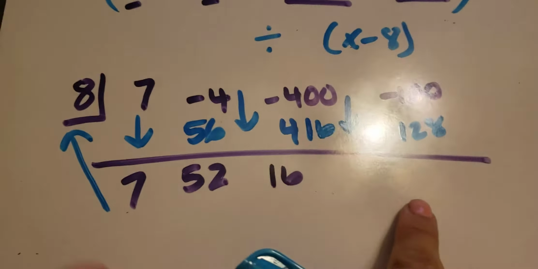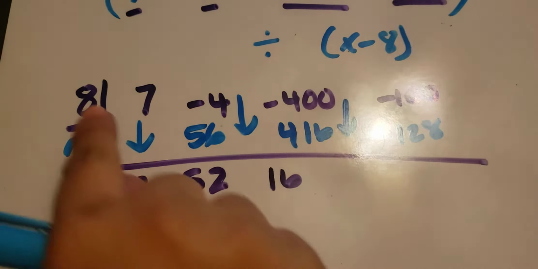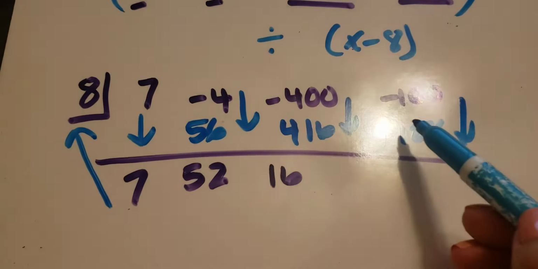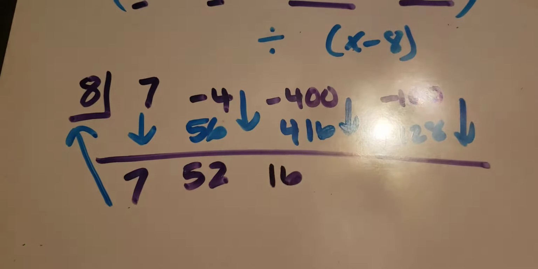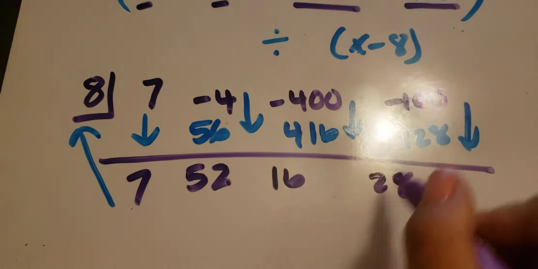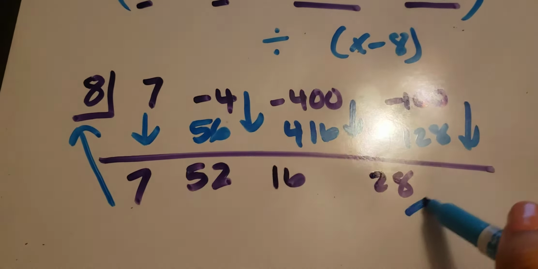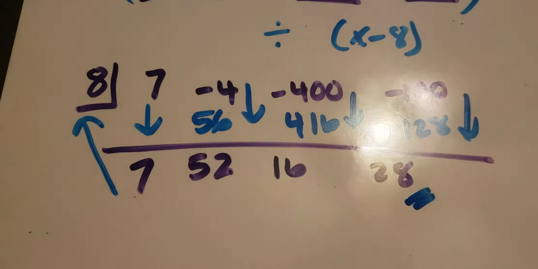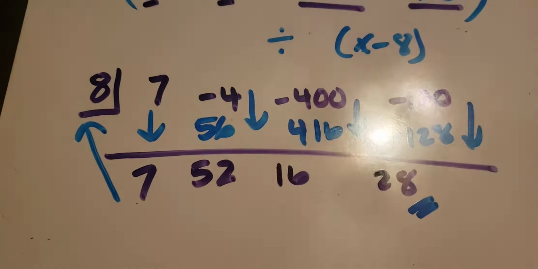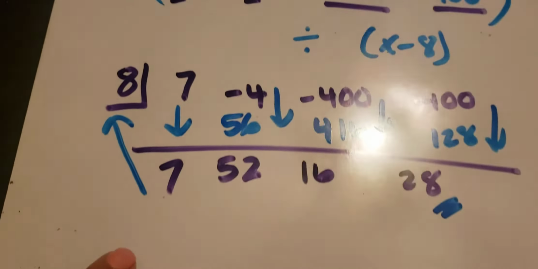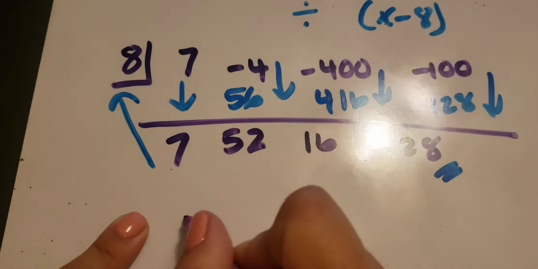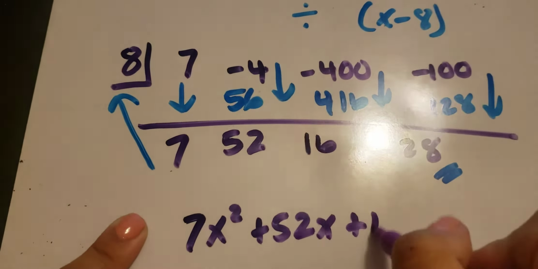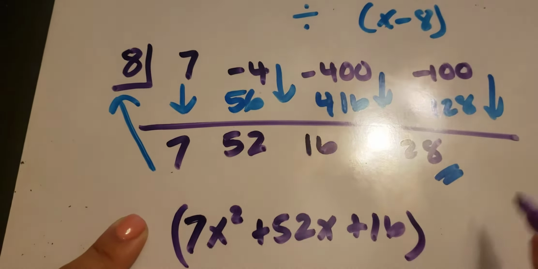So the numbers that go here, we multiply by our divisor, and the numbers in blue, we just combine them. So we just bring it down. Negative 100 and 128, we just end up with 28. Our last number is going to be our remainder. And the way we write our new polynomial, or our quotient, is whatever degree this is, this will be one less. So this is going to be 7x squared plus 52x plus 16. And then this is our remainder.